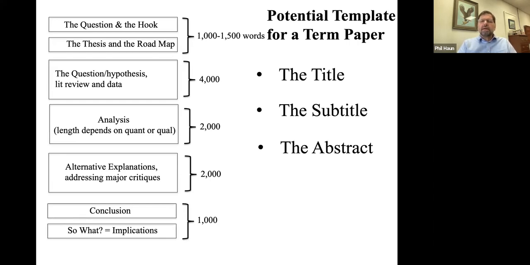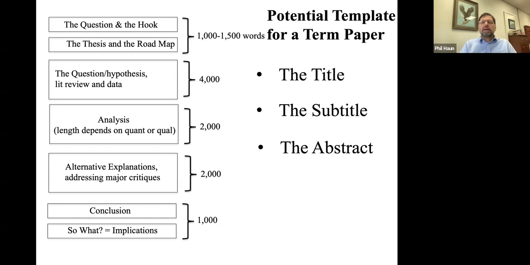And finally, the abstract. Spend time on the abstract. How do you get your 10,000 word term paper down to a paragraph? That's important because you have to be able to develop your elevator answer or pitch. If you're stuck in an elevator going up 10 floors, how is it that you pitch what it is that you do in a meaningful way?